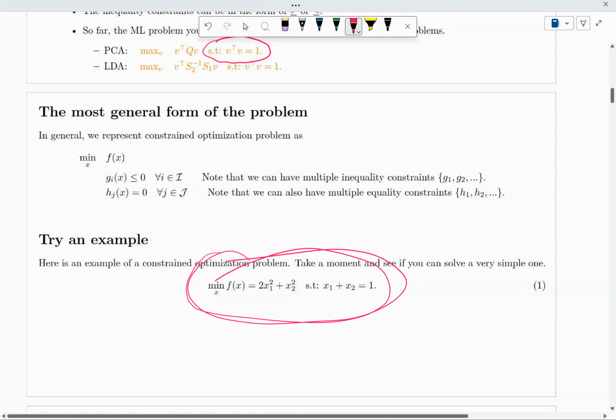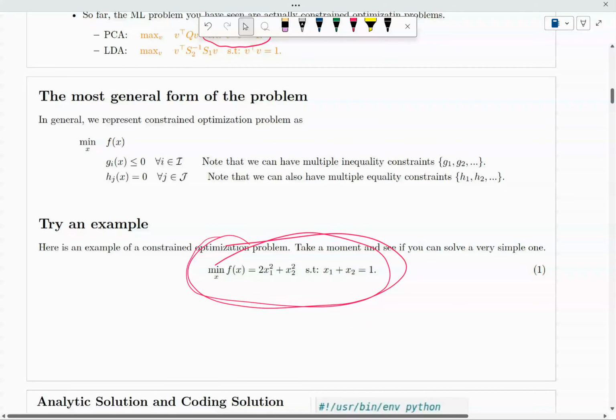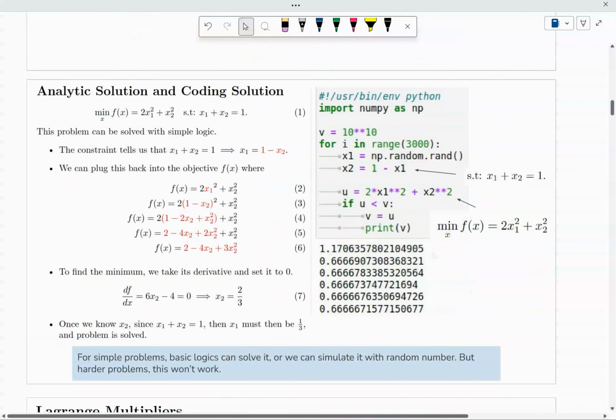Okay, just take a couple moments. If you can't figure it out, then we'll move on. So pause the video, think about it, see if you can find a way to solve this. Okay, all right. So let's move on.